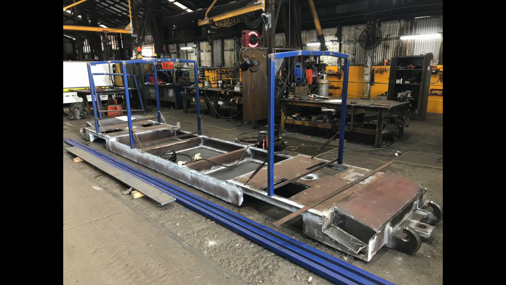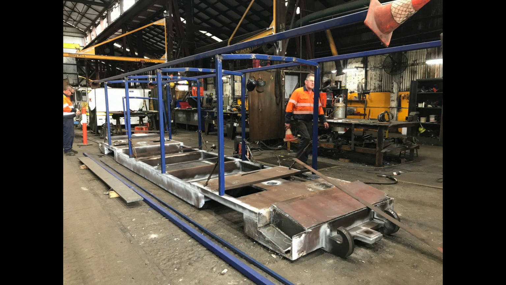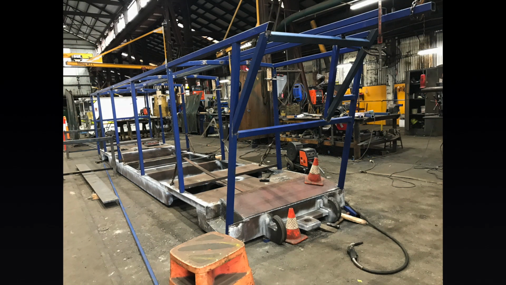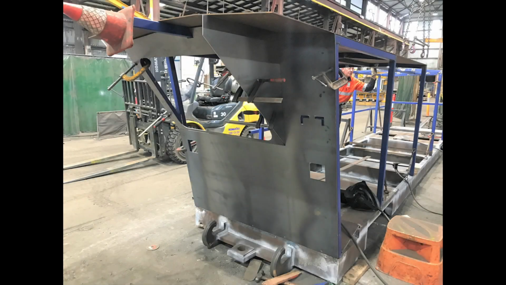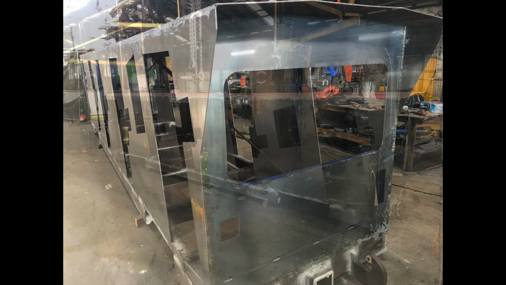Another requirement in AS 3785 Part 8 2016, 13.5.4 test locations and loads. It notes that examples of location where rail conditions are likely to limit the brake performance are A. Different rail types, B. Corroded rails, C. Wet rails, and D. Other variations. For us, other variations most common with mine drifts are coal build-up, oil and grease on the rails.